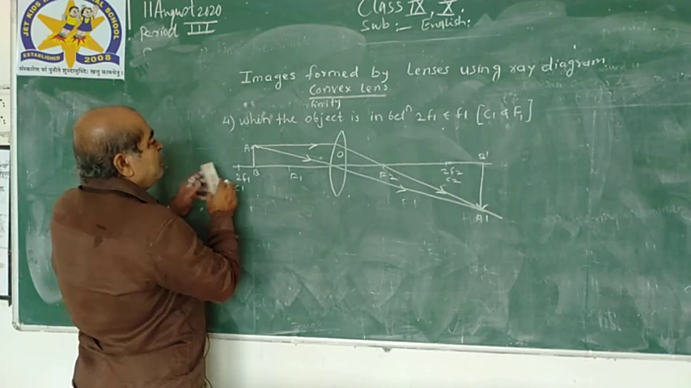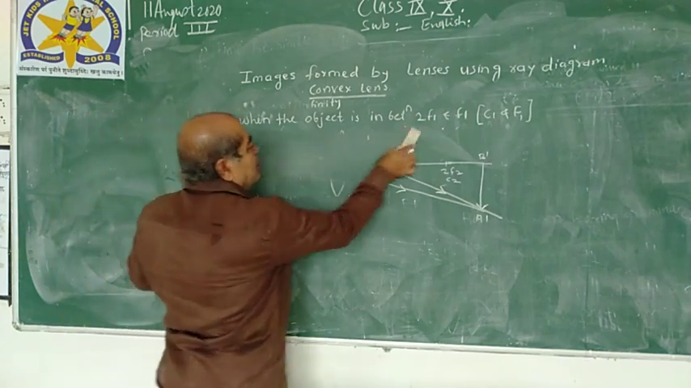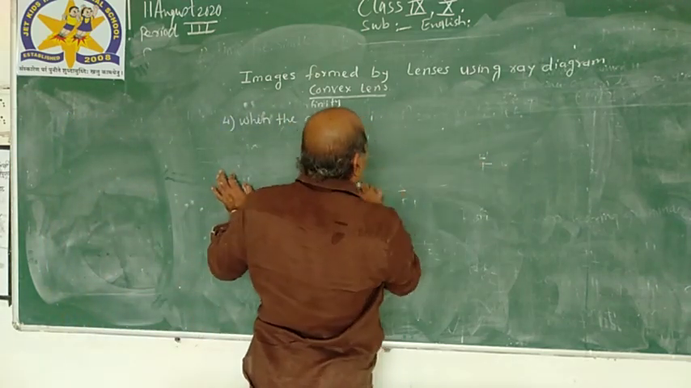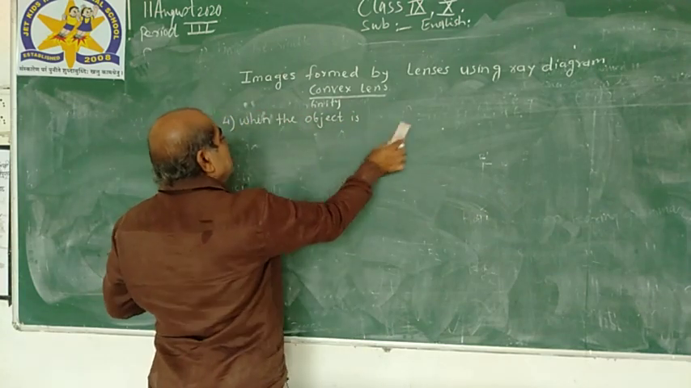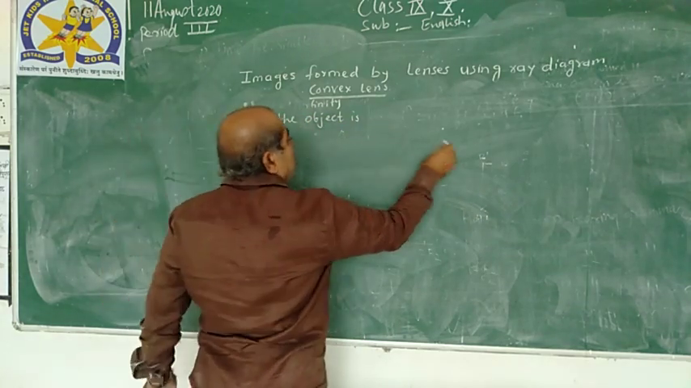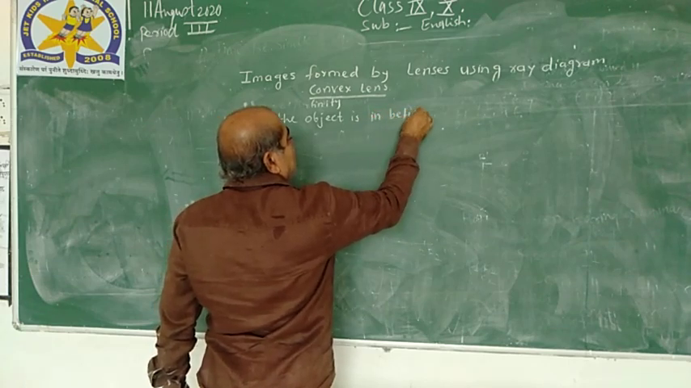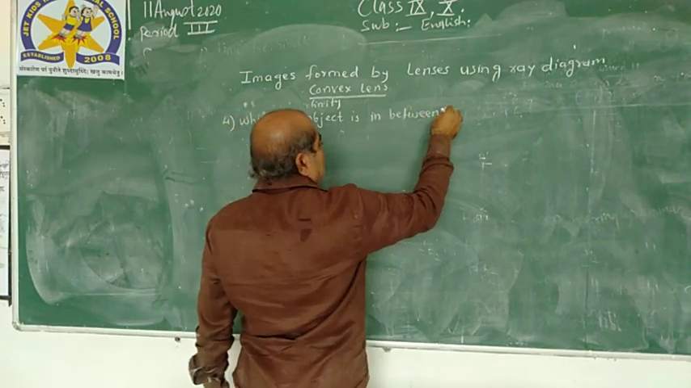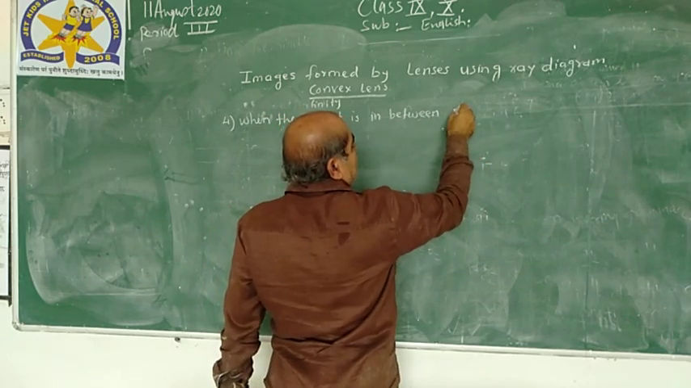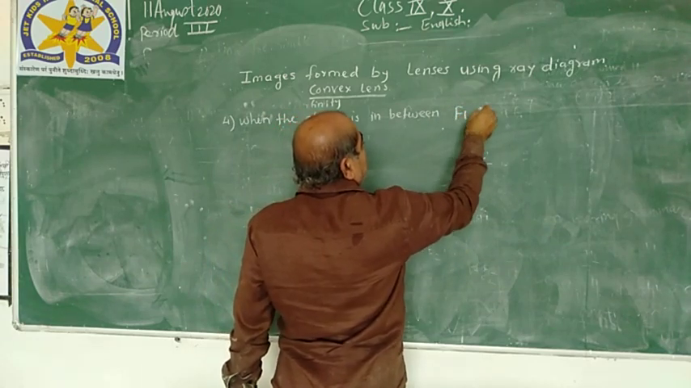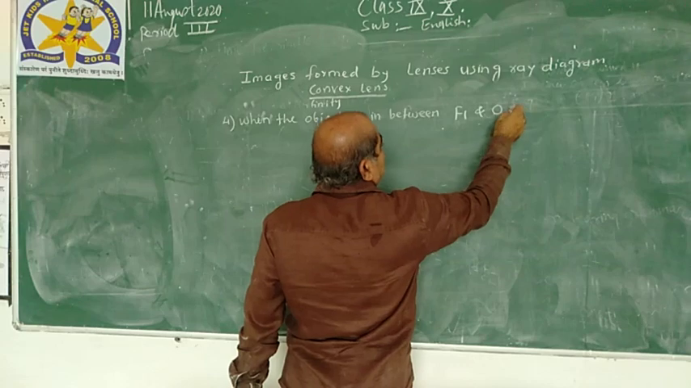Now in the sixth case, when the object is in between F1 and the optic center.